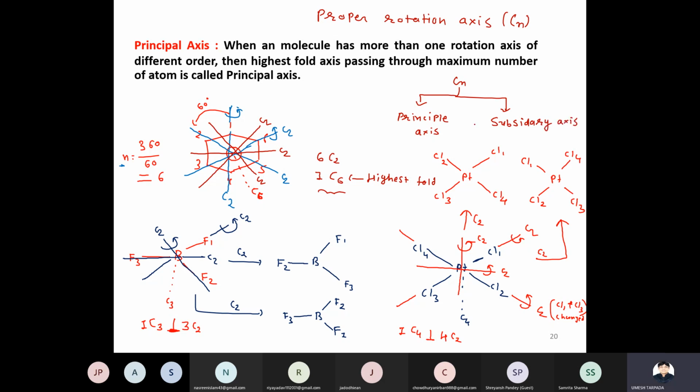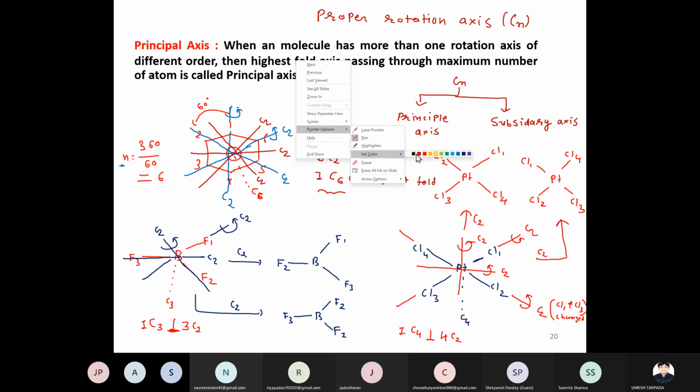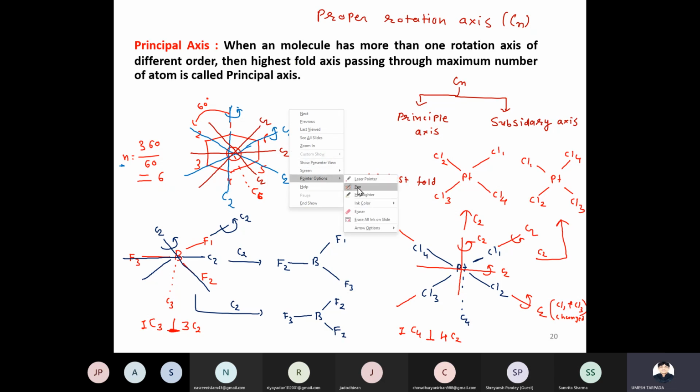So see, principal axis, how to define it? It is passing through maximum number of atoms and is the highest pole axis. So principal axis is a highest pole axis which passes through maximum number of atoms. The condition here is when a molecule has more than one rotation axis of a different order or different fold, then the highest pole axis, this is very important, passing through maximum number of atoms.